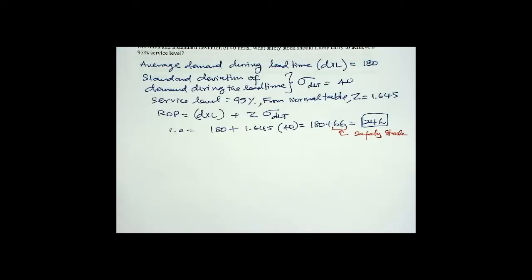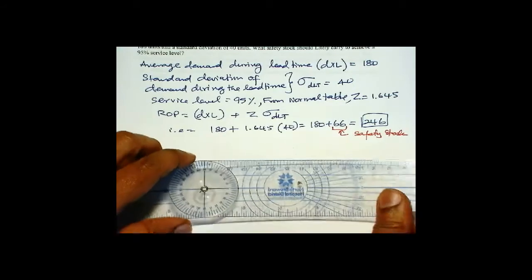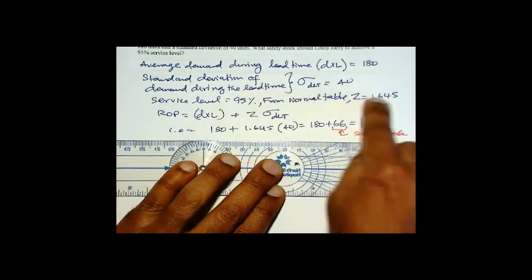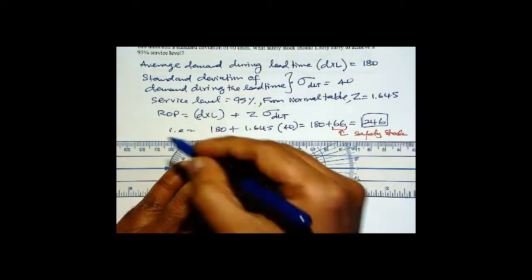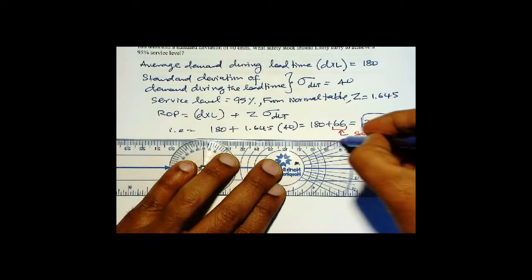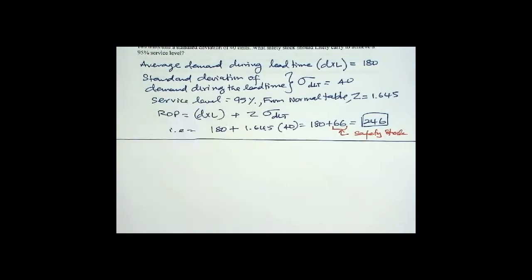Now, here we were given the sigma sub DLT as 40, but often you will not have that value given. You will have the demand and sigma sub D for one period is what you will have. So let's look at what the formulas we need.